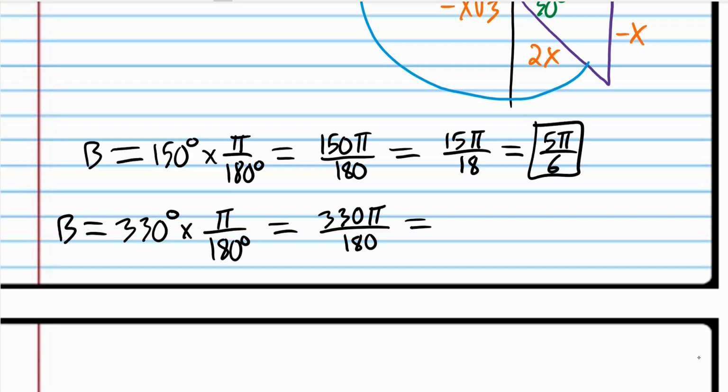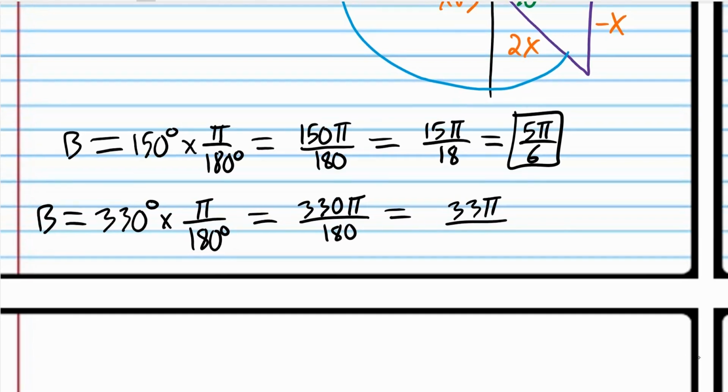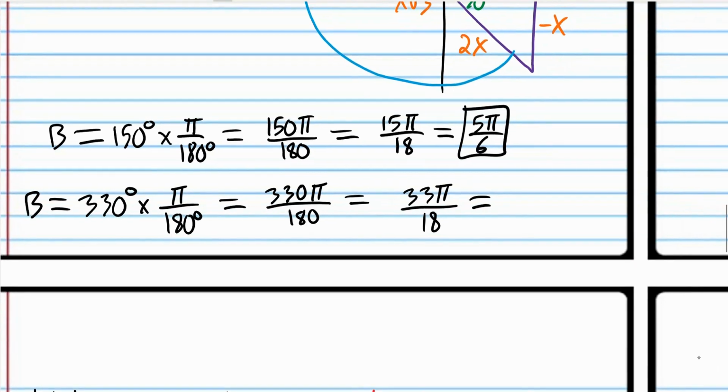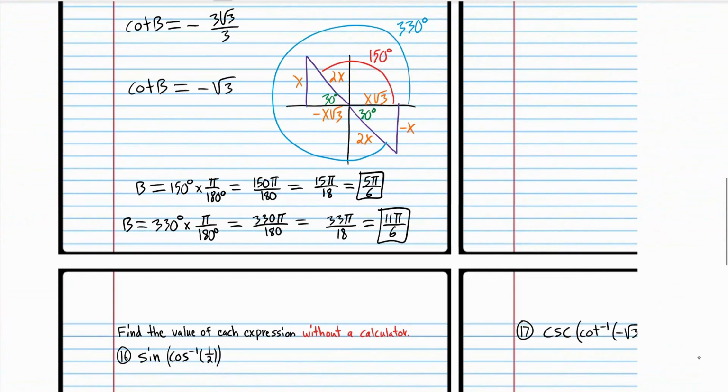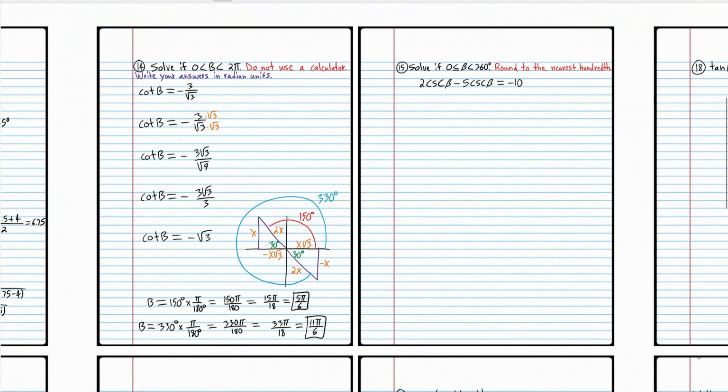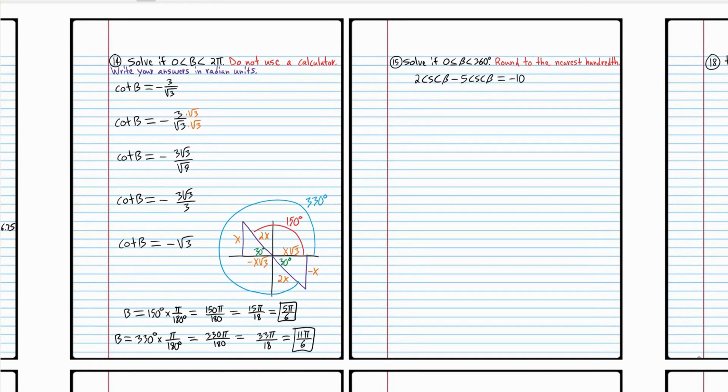Then for the other one, first let's divide both sides of the fraction by 10. You can do it in one step by dividing both sides by 30, but it might be easier for some students to do it in steps. Then divide both sides by 3, and we get 11 pi over 6. So if you got that right, good. Now try number 15, and when you come back, we'll do it together.